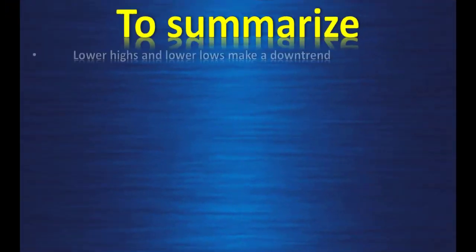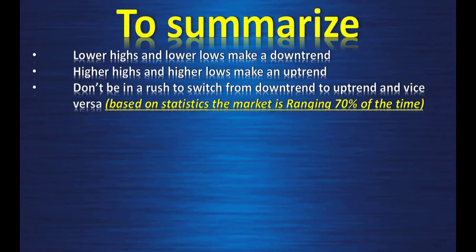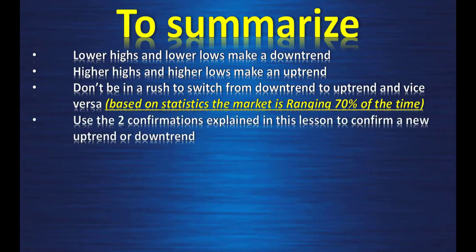To summarize, lower highs and lower lows make a downtrend. Higher highs and higher lows make an uptrend. Don't be in a rush to switch from downtrend to uptrend and vice versa, because based on statistics, the market is ranging 70% of the time. Use the 2 confirmations explained in this lesson to confirm a new uptrend or downtrend.